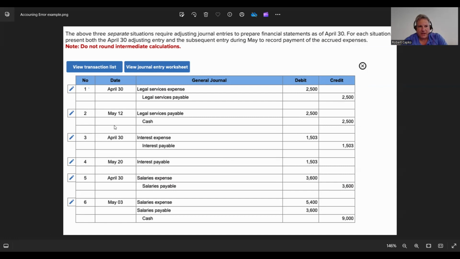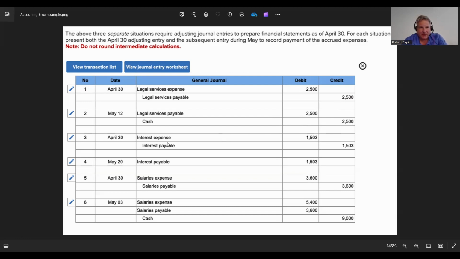Now for May 12th, we have legal services payable. That's the same entry here, and the cash is credited. We're debiting the legal services payable, so we're now taking that out of the liability of a payable and we're paying cash. So we're reducing the cash by crediting cash for $2,500. Those, of course, also balance, so we're good there.